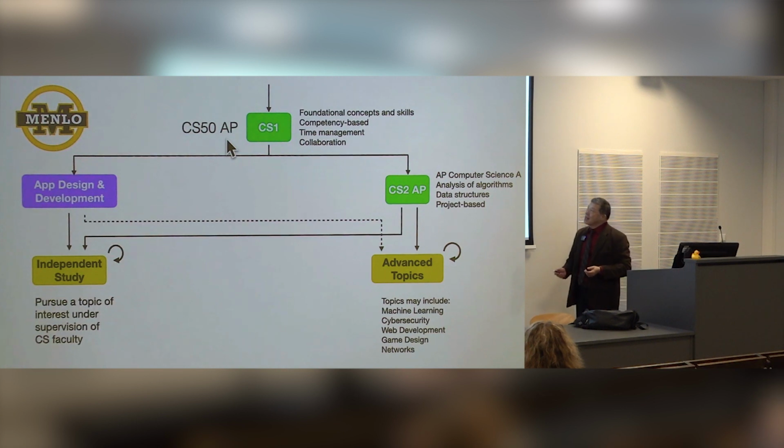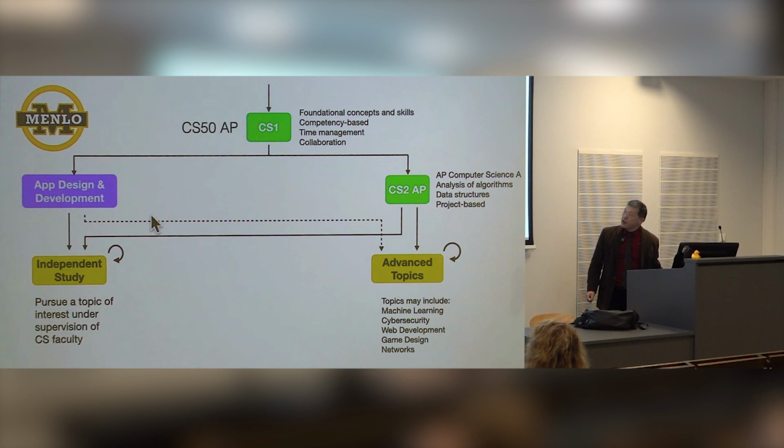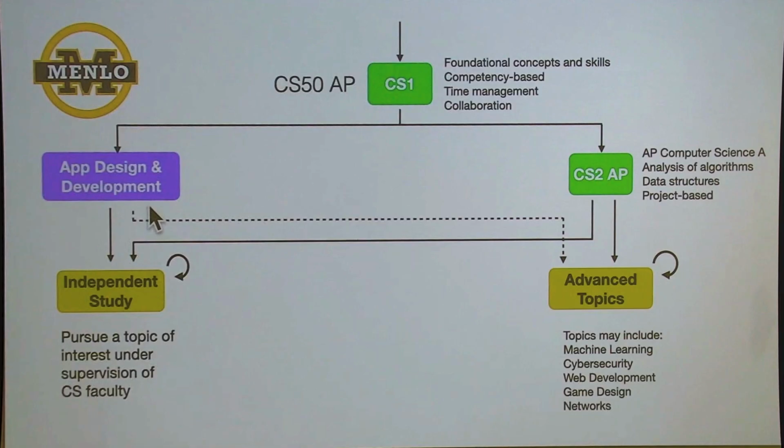Now, after that, they have a choice. Some kids decide that they want to learn how to build things, and so they'll go here and they'll learn about how to create apps for iPhone and iPad. And then some kids will go on to independent study.